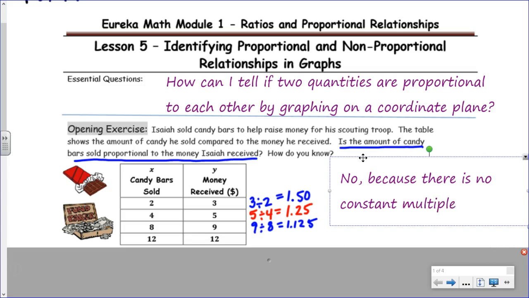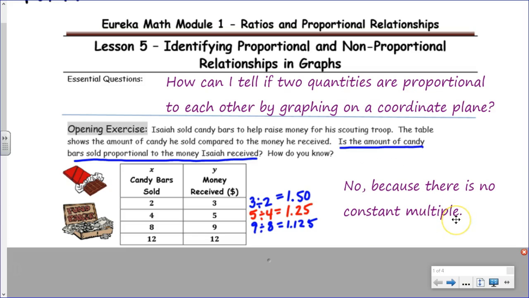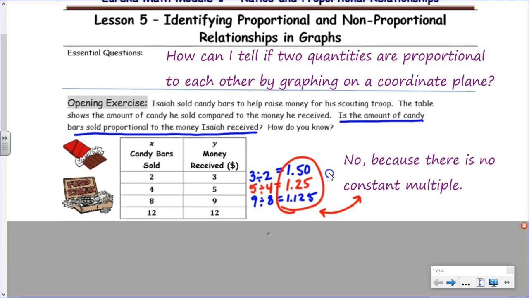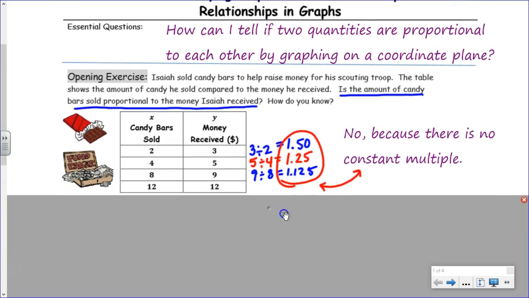And anytime you want to justify or back up your answer, you can explain it in words, or you can show right here that these are the different multiples. There's not a constant multiple. Okay, that was just an opening exercise.